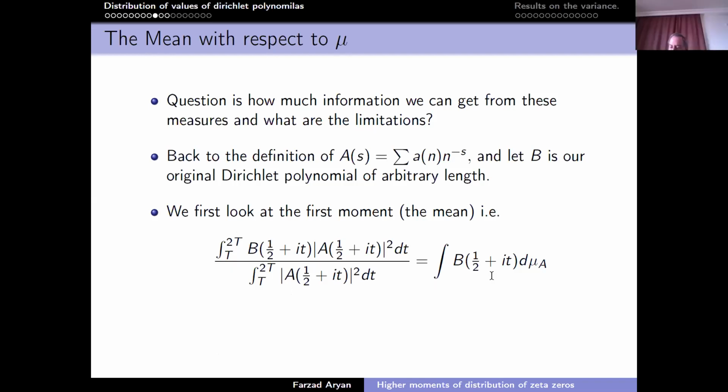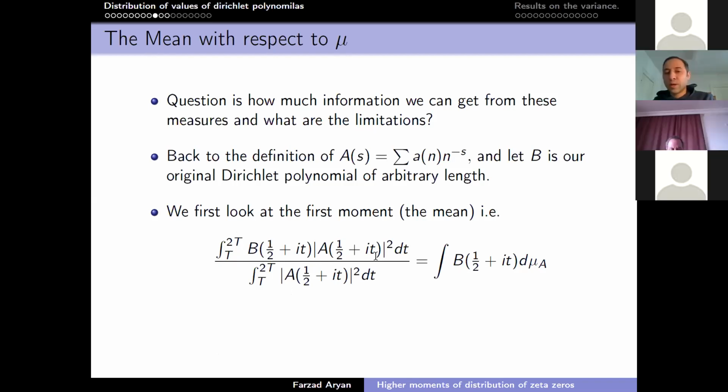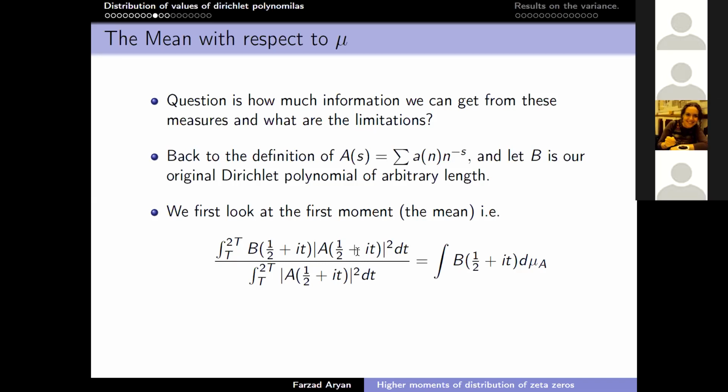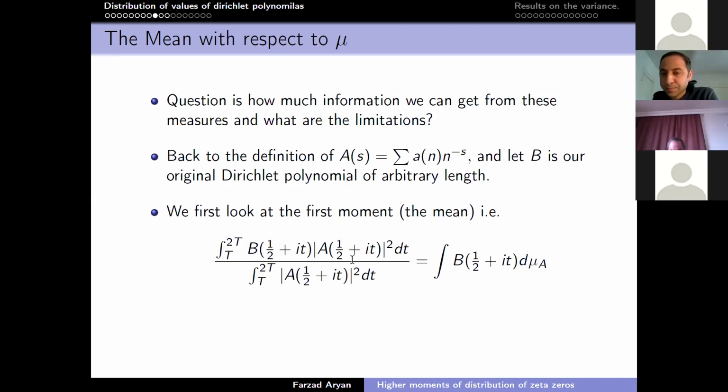So going forward, when I'm writing B of 1/2 plus iT, d mu of A, that's what I mean by it. It means that I multiply B by the square of this A and integrate. Now this A would amplify some values of T rather than the others. So at the end, I'm studying my function B more on those points that are amplified by A. So going forward, I'm writing this as B of 1/2 plus iT d mu of A, where mu is the measure I get from A.